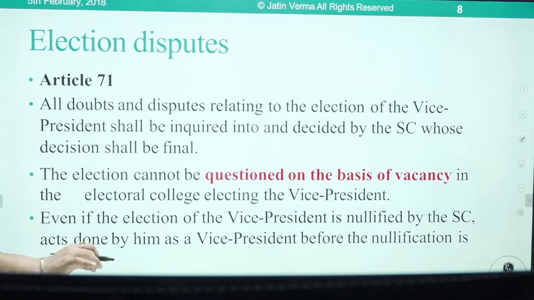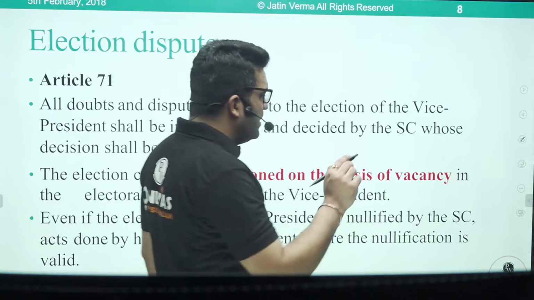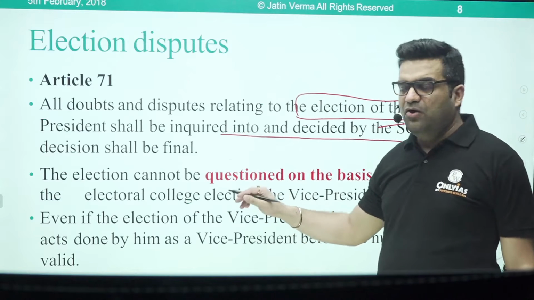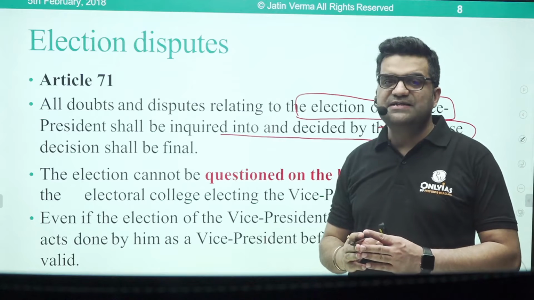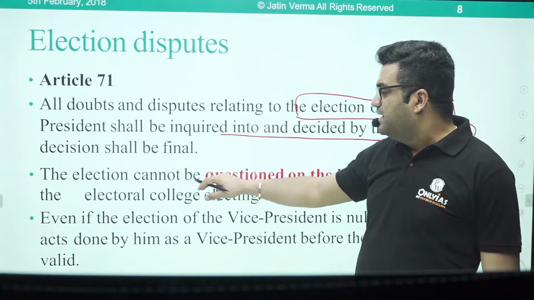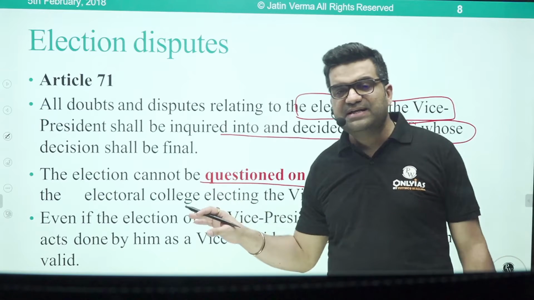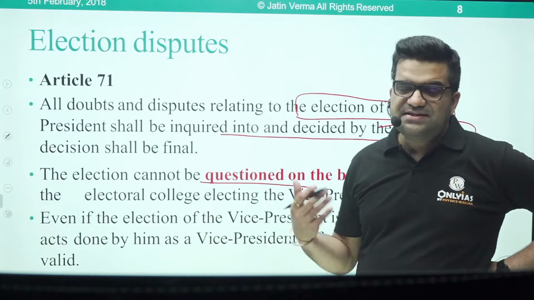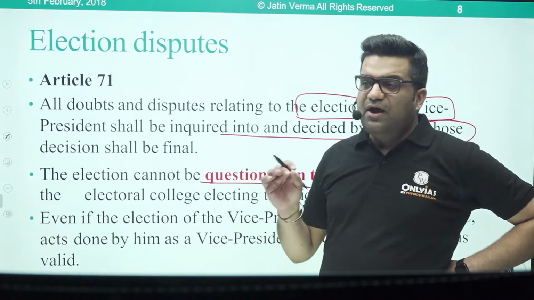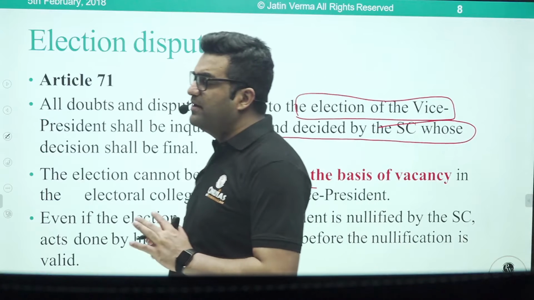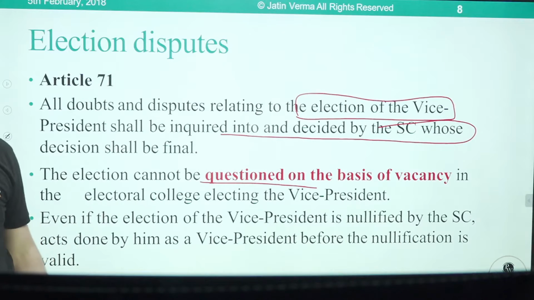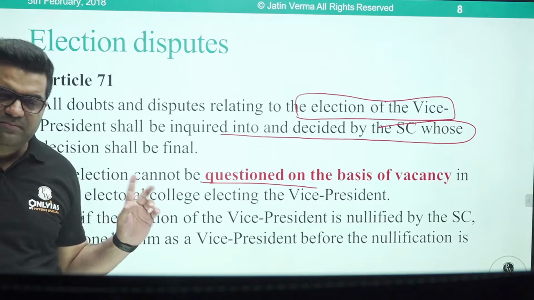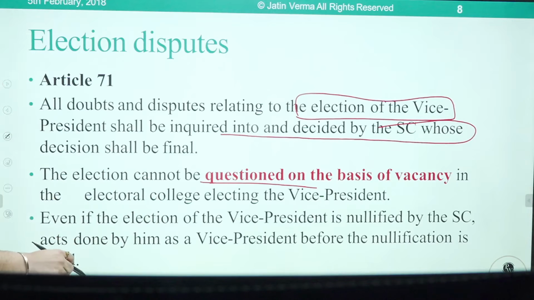Article 71: all doubts and disputes relating to the election of the vice president, like in the case of the office of president also, shall be inquired into and decided by the Supreme Court. The election of the vice president cannot be questioned on the grounds that there was a vacancy in the electoral college. Again, like in the case of the president, if his election is declared invalid, all the decisions taken by the vice president are going to be valid. Even if whatever term he has served in the office has been declared illegal or invalid, the decisions taken by him shall be held to be valid. So this is the basics about this.